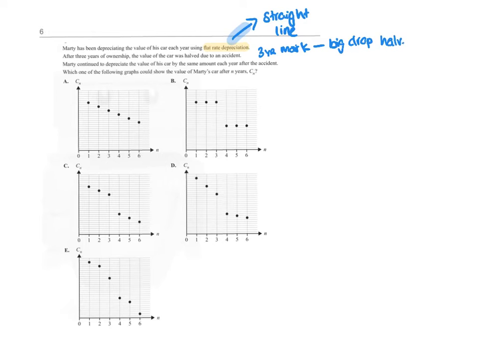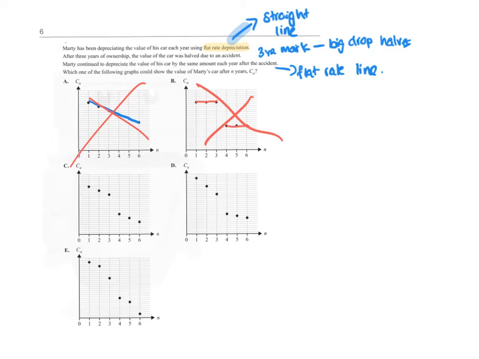But then it goes back to flat rate, which should be a straight line. So which of the following graphs would represent this? If you have a look at this one, it's going down the same cost every time. There should have been a massive drop, so I'm going to get rid of that. Now, if you look at B, this is remaining the same price. It does halve at 3 years, but it's not dropping, and it should be because it's depreciating. So it's not that one.